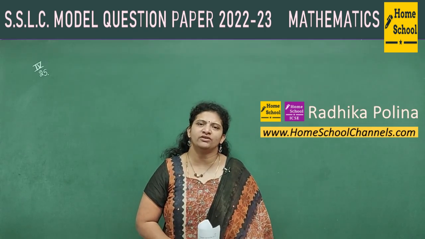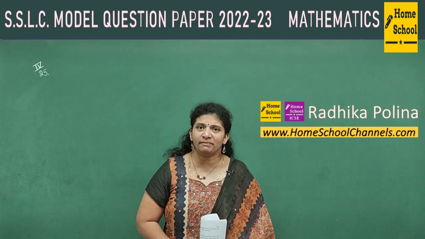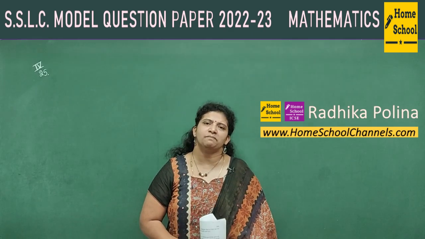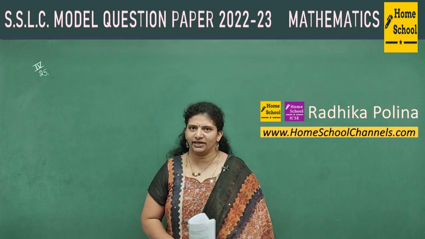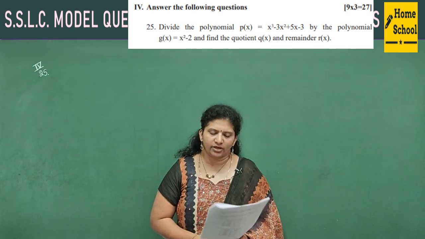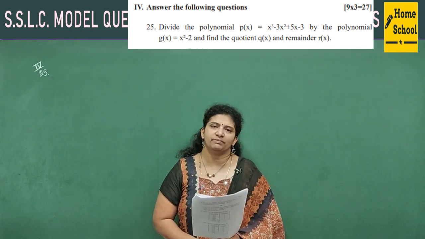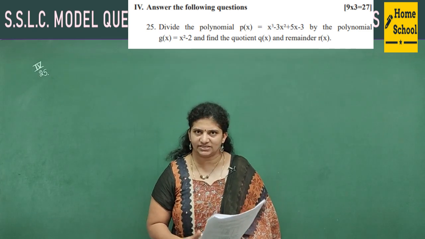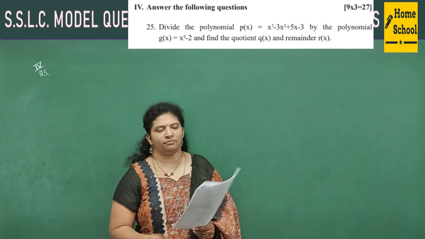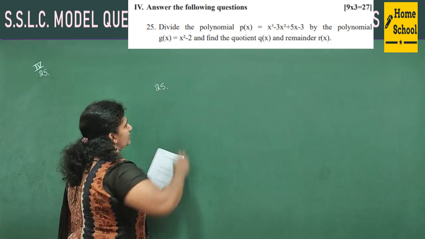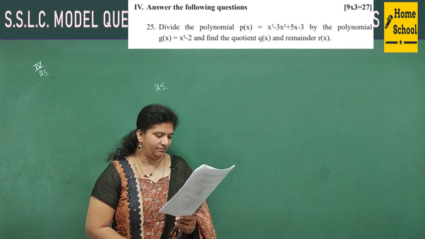In our last two videos, we have completed 3 mains in 2 parts. Now today is part 3. In this part, we are going to continue with the 4th main. 4th main, answer the following questions. 9 questions will be there in this main. Each carries 3 marks. 9 into 3, 27 marks. 25th problem. This main continues the numbering of 25.